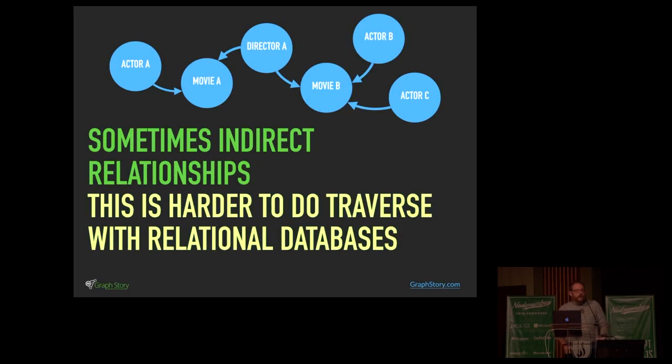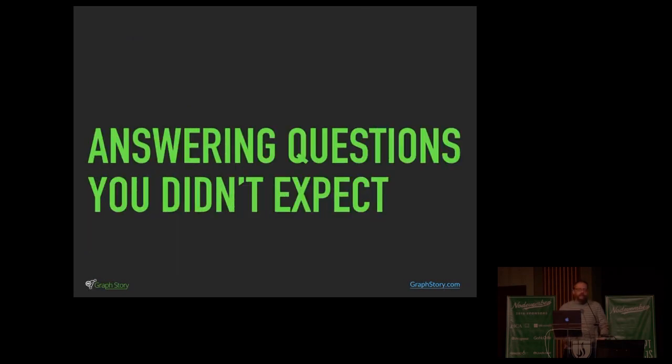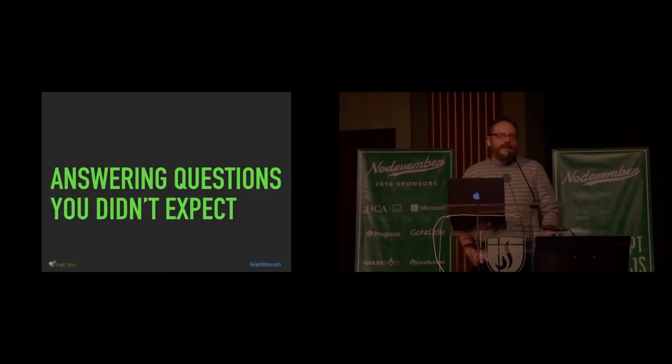Oftentimes you have to do joins upon joins upon joins. Often the solution for speed's sake is to denormalize and end up having to maintain data in multiple places, and that introduces redundancy, which, yes, it works. Lots of people have done it, but it's complex and hard, and there's a lot of challenges with that. Particularly if you're trying to answer questions that you didn't anticipate when you built the schema in a relational database.